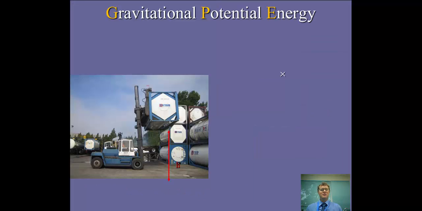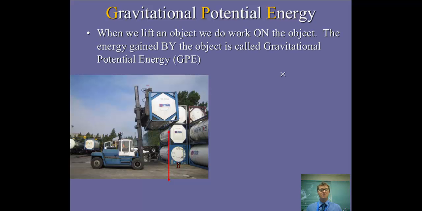We've also got gravitational potential energy. This is the energy resulting due to objects being raised in a gravitational potential field. So when we lift an object, we do work on the object. In this case, the energy gained by the object is called the gravitational potential energy. So if we're thinking about work, work is force times distance. In the case of lifting something up, we're overcoming the force of weight. So that's mg times h, which is the height which is raised.